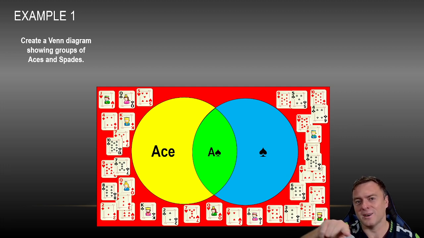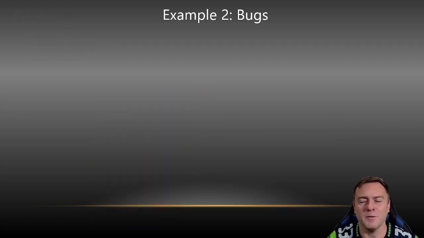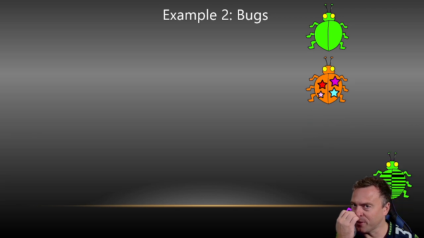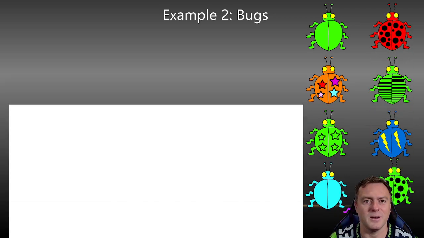And if you think of a tree diagram, which hopefully you saw what I did at the beginning, it's exactly the same thing, but it's just been represented in a slightly different way. So if we think of bugs, like we saw before, we've got a whole heap of different bugs here to choose from, and we're going to try and put them into a Venn diagram.